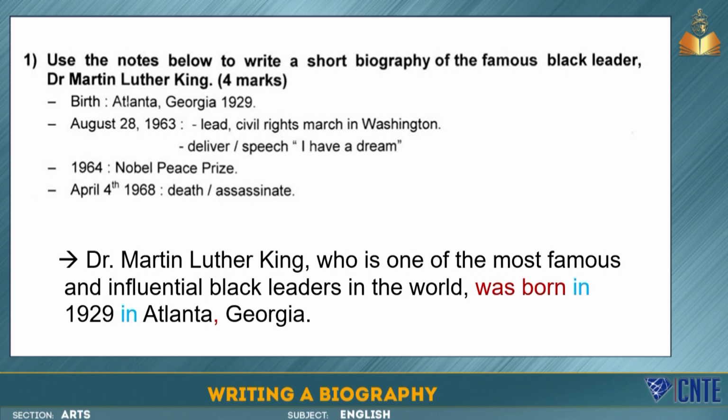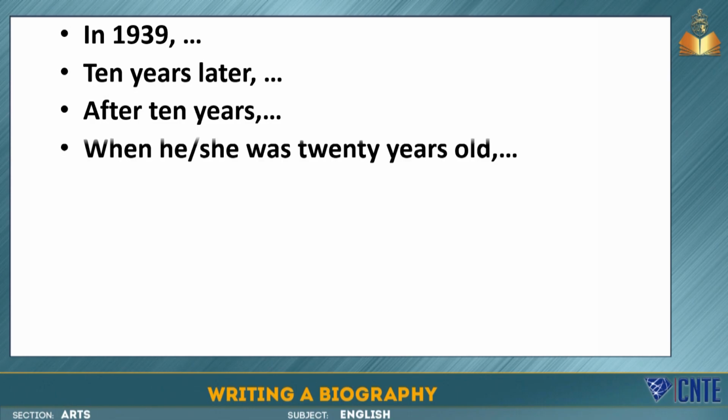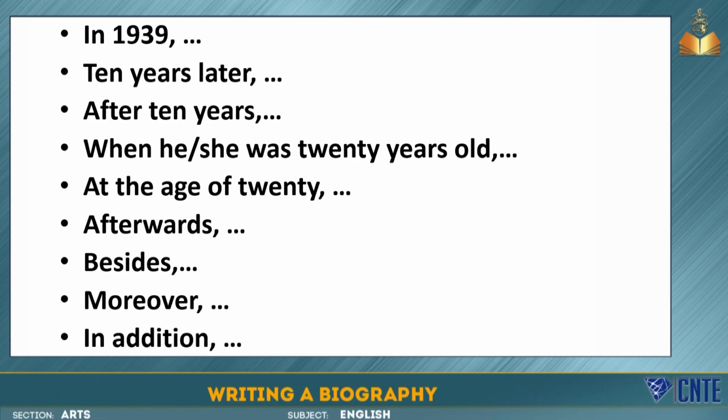By the way, we generally use many dates in a biography, and this can cause a problem because of the redundancy of some expressions like in or on plus date. Fortunately, there are other ways to convey the meaning without having to repeat the same structure many times. For instance, we can write, in 1993, 10 years later, after 10 years, when he or she was 20 years old, at the age of 20, afterwards, besides, moreover, in addition, etc.